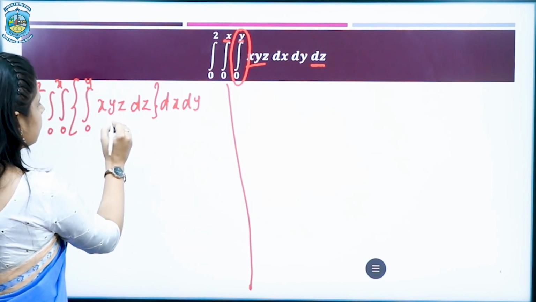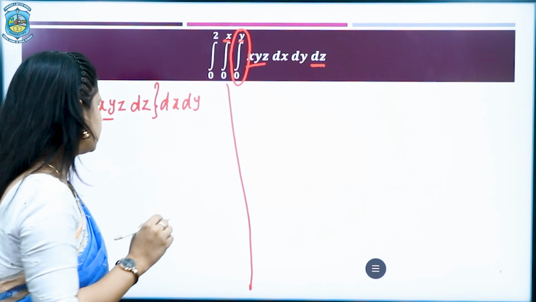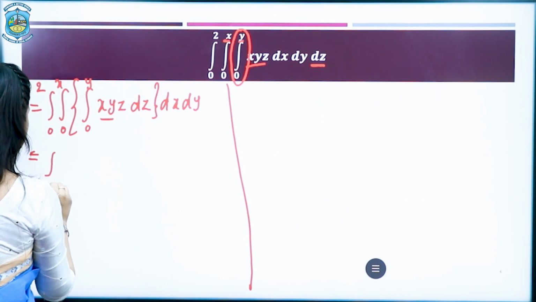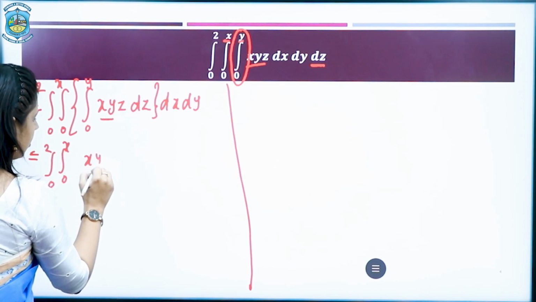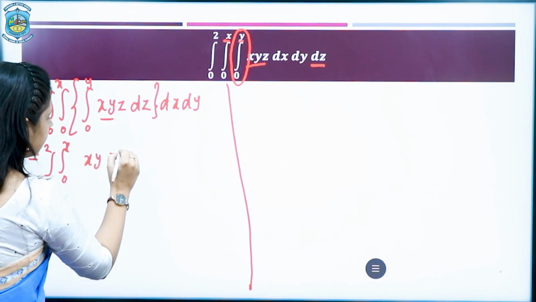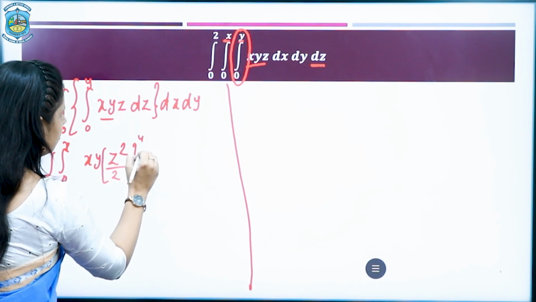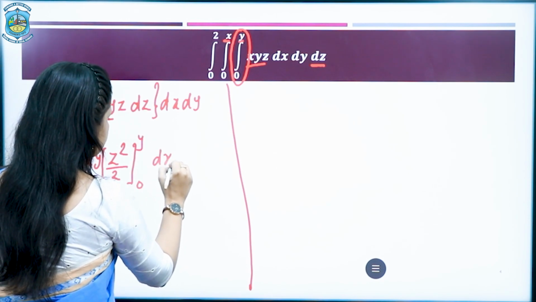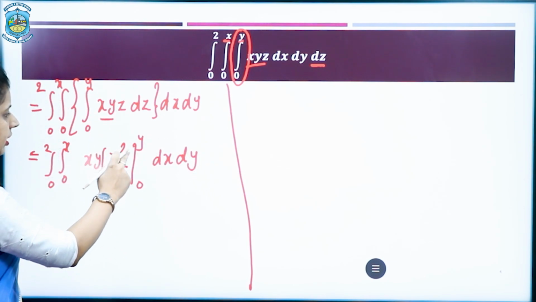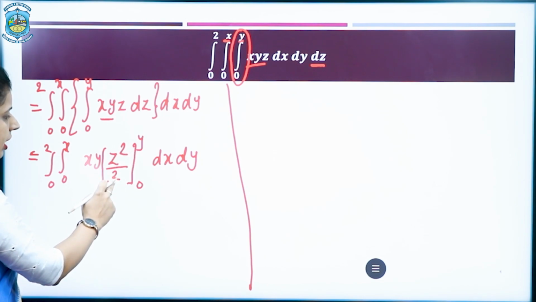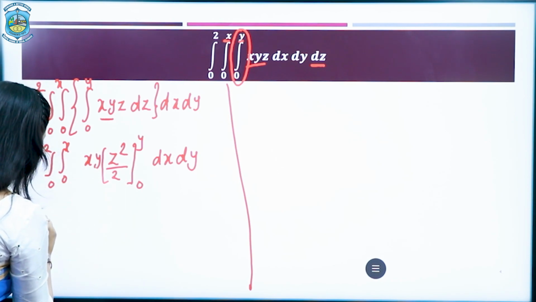When we integrate this function with respect to z, this x, y will be treated like a constant. So, this integral will be 0 to 2, 0 to x, x, y are constants. We will integrate z, it will give z square by 2, and the limits are 0 to y, dx, dy. Now, when we substitute limits, here we will get y square by 2, we will multiply with this y, so we will get y cube.